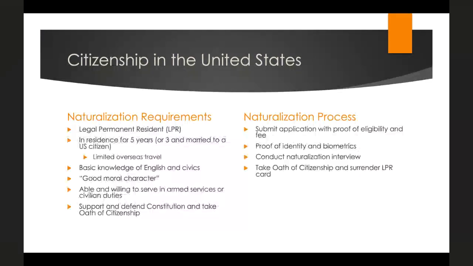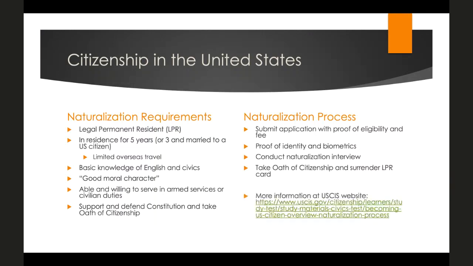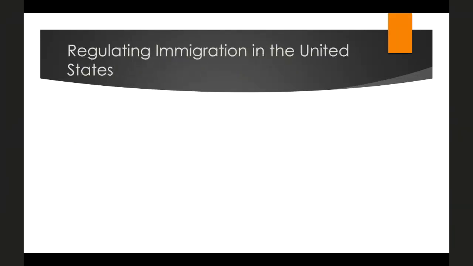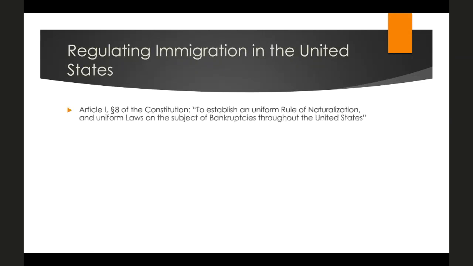Now, often when we talk about citizenship in the United States, this is bound up with the question of immigration. If you're interested in this process, there's more information I've linked here to the USCIS website, which gives an overview of the naturalization process. So, like I said, this is bound up with the question of immigration, and this authority is explicit in the Constitution: Congress, in Article 1, Section 8, has the authority to establish a uniform rule of naturalization.